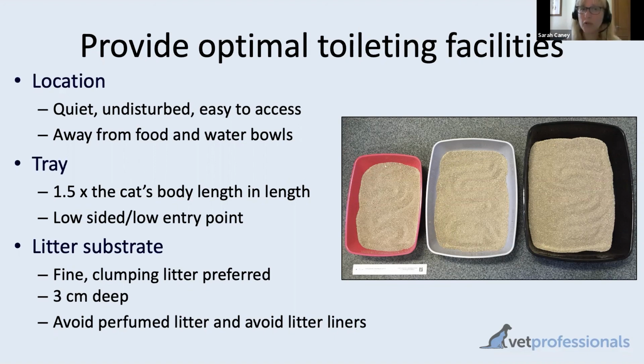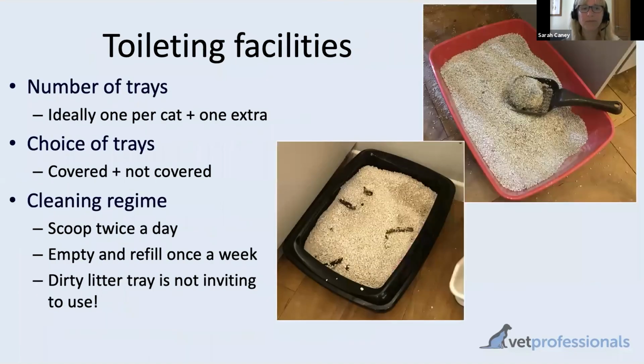So I think it's useful in terms of medical monitoring to have a clumping litter, but the main thing from the cat's perspective is that it's easy to keep clean. Ideally, we have one tray per cat and one extra, but if we do have a multi-cat household, then we need as a minimum one tray per social group and one extra. So if you have a lot of cats, that can be a lot of litter trays.